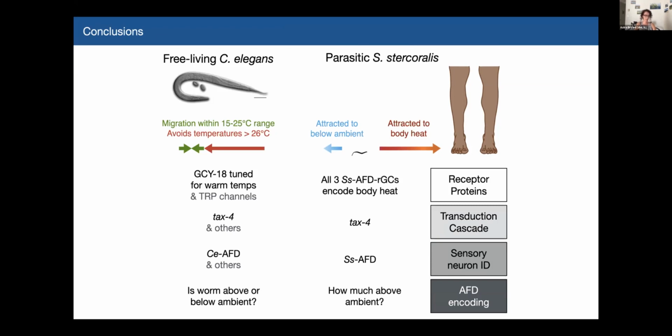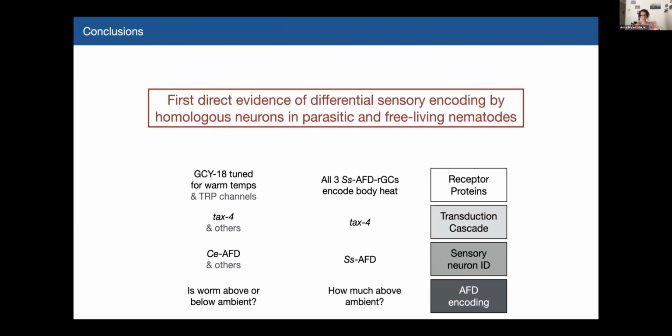to human body heat. And this contrasts with the situation in C. elegans and suggests that changes in primary sensory neuron responses may be contributing to the ability of parasitic nematodes to seek out hosts using heat. And the last thing I want to mention is that taken all together, these results are actually the first direct evidence of differential sensory encoding by homologous neurons in parasitic and free-living nematodes.